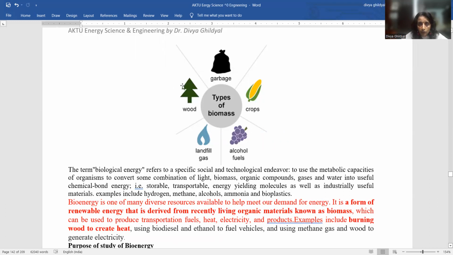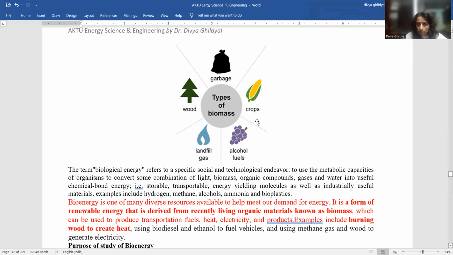Like I have made wood in this diagram. Wood is used to create energy. People in villages and forests burn wood to cook their food. They burn wood to reheat their food for cooking, etc.